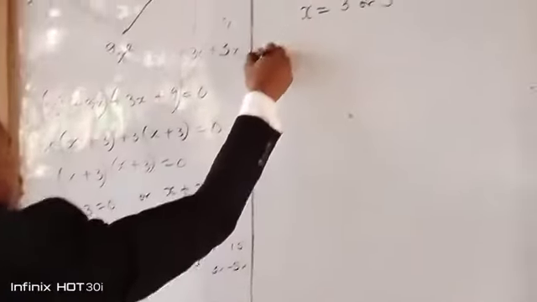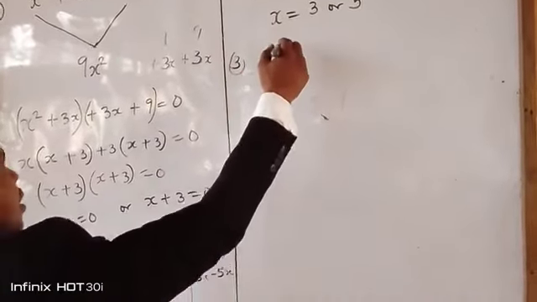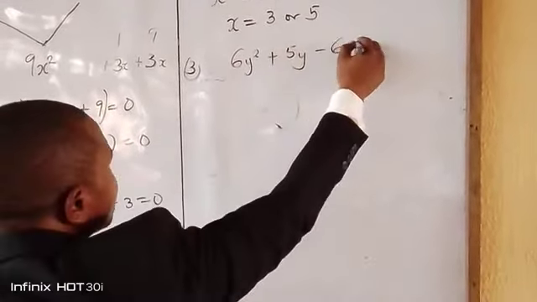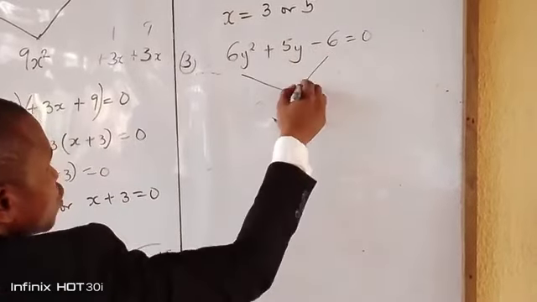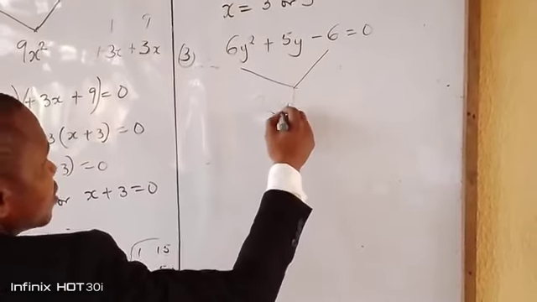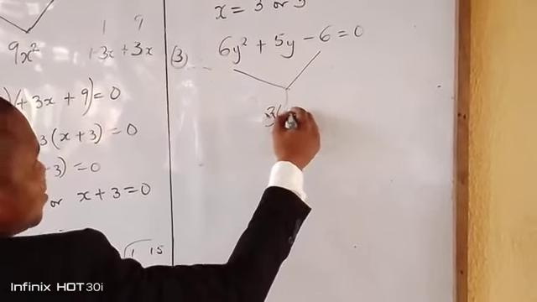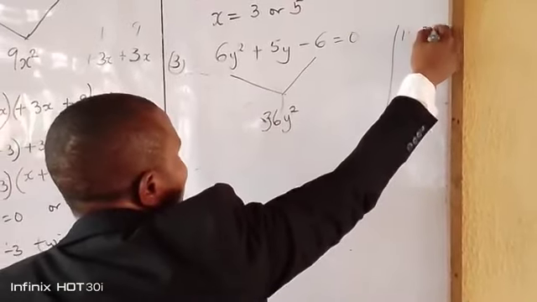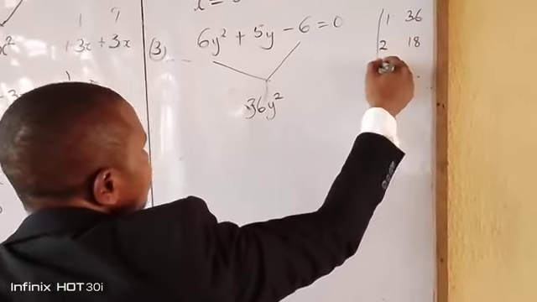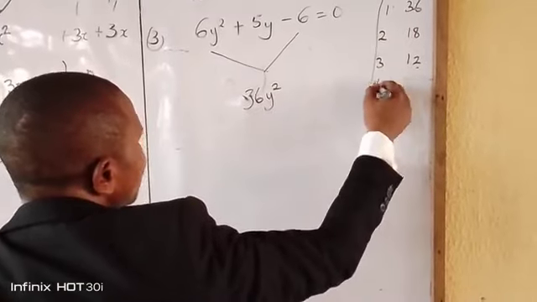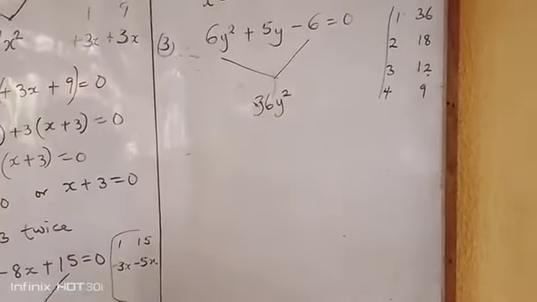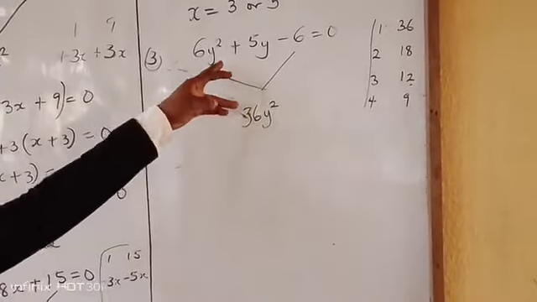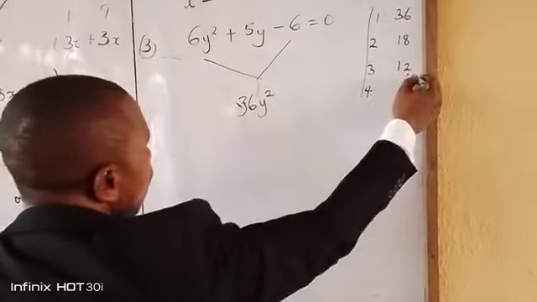Then the third one that I want to solve for today is 6y squared plus 5y minus 6 is equals to 0. So you are going to multiply what you have here, then you end up having 36y squared. So what are the factors of 36? You have 1 times 36, you have 2 times 18, you have 3 times 12, and you also have 4 times 9. So which one of these two factors can you add or probably subtract that will give you plus 5? If you take note very well, it will be 4 and 9.